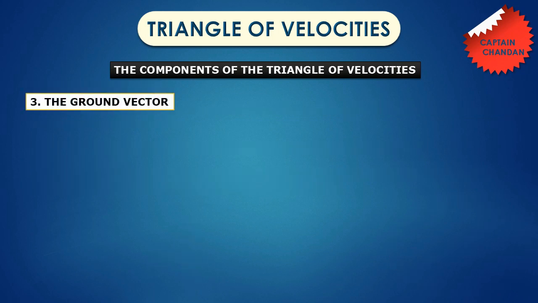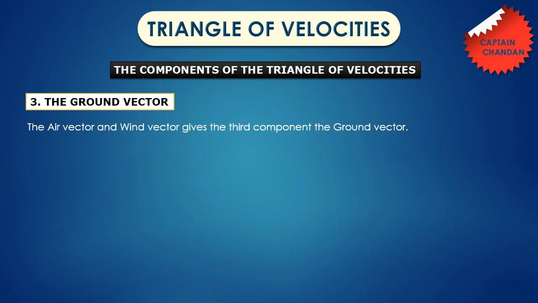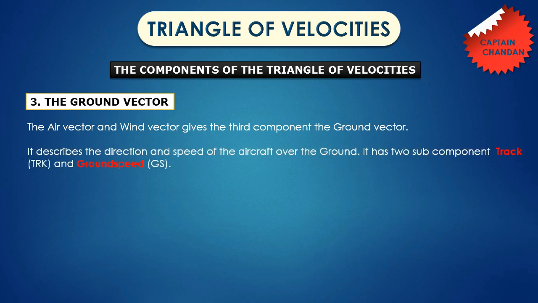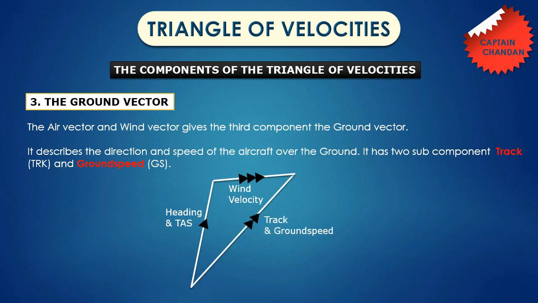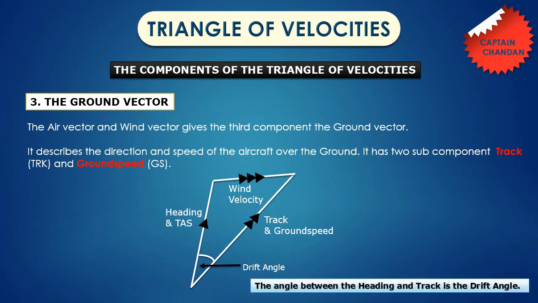Now the third one is the ground vector. The air vector and wind vector give the third component, that is the ground vector. It describes the direction and speed of the aircraft over the ground. It has two subcomponents, track and ground speed. As you can see, on a heading there is a wind coming from the left, giving a track and ground speed. So drift angle is the angle between heading and track.